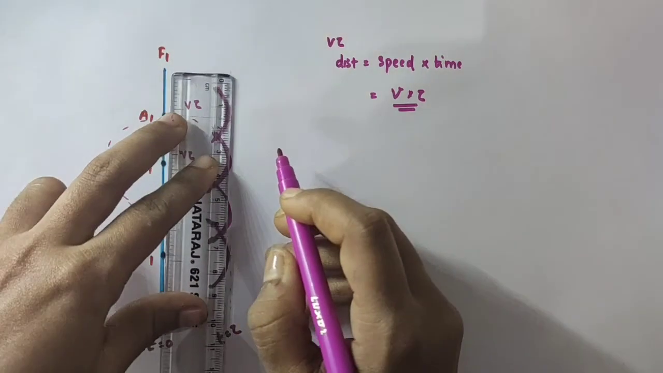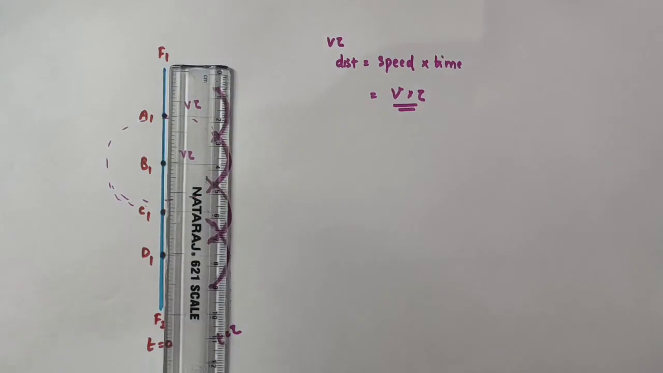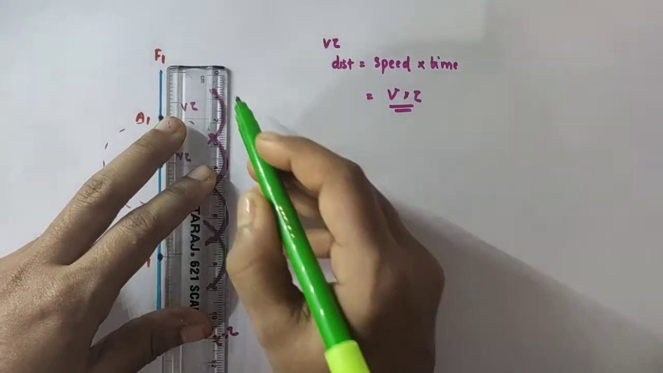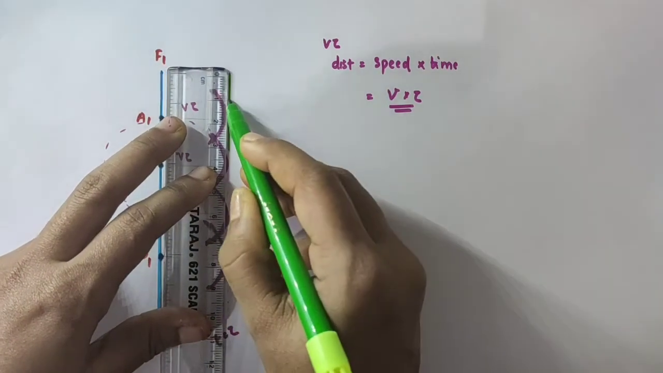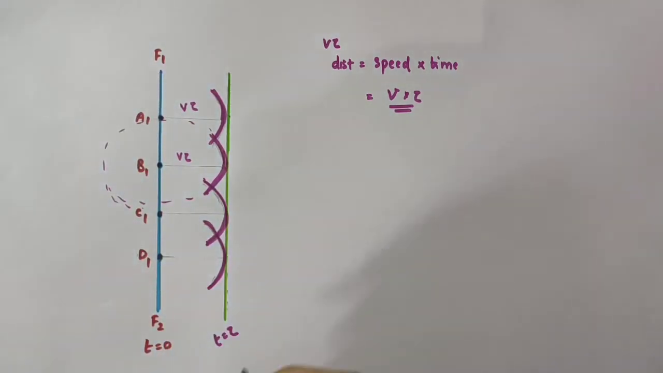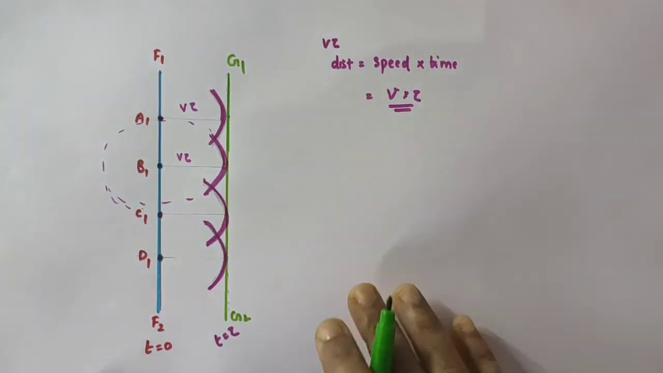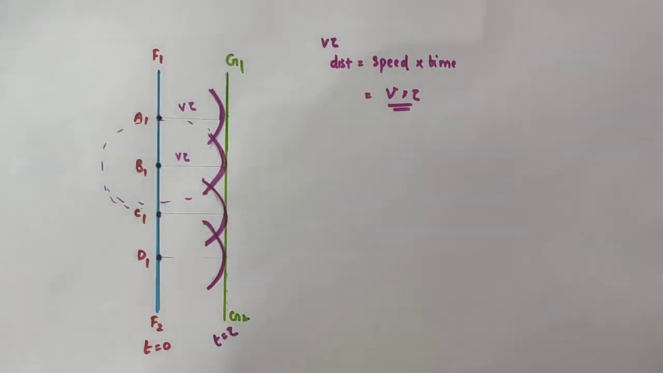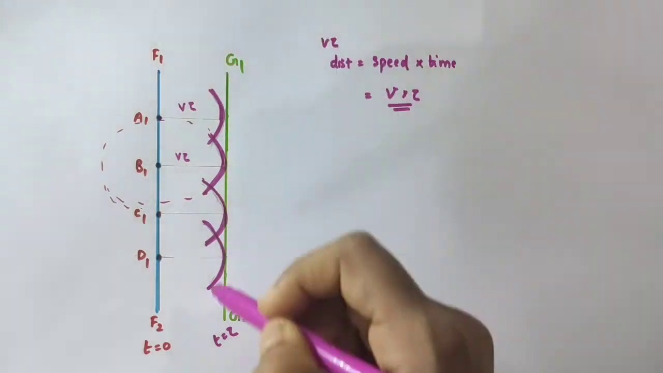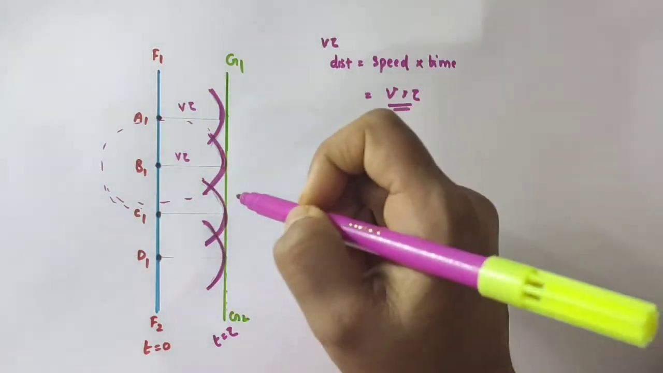So here I am drawing a tangent to all these spheres. Let this be that tangent. I am just naming it as G1, G2. So we just want to draw the tangent to all these spheres. So we will get what? We will get another wavefront G1, G2 like this.